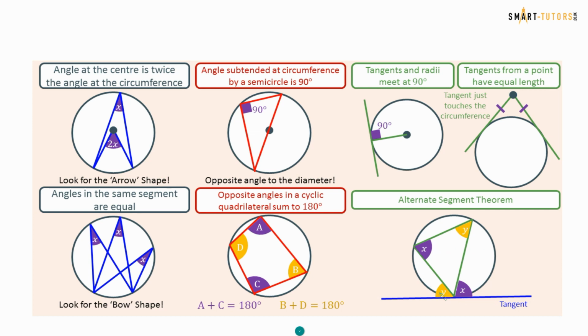If you look at the Y here, the green line is the chord and the blue line is the tangent. That angle equals the alternate segment angle marked in Y. That's all the theorems. Now let's look at some questions.